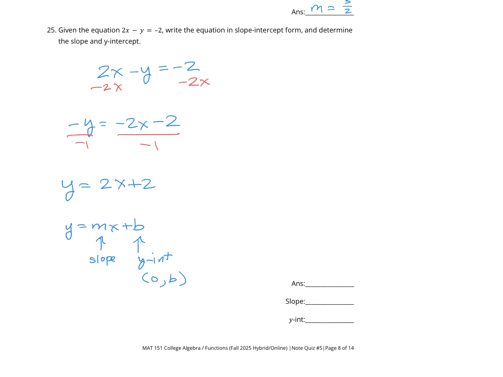So the equation in slope-intercept form is y is equal to 2x plus 2. The slope is m equals 2, and the y-intercept is 0, comma 2. So we have two different 2's with different meanings here in this problem. All right, let's move on to the next page.